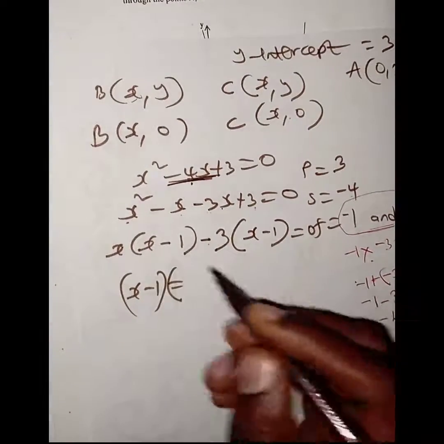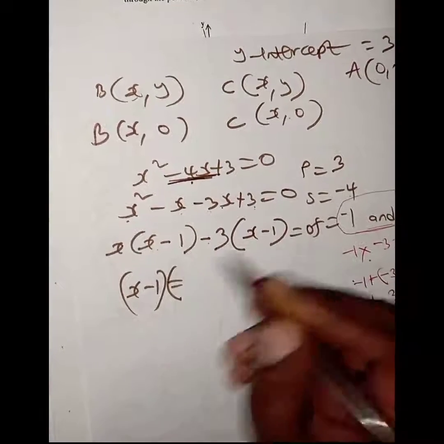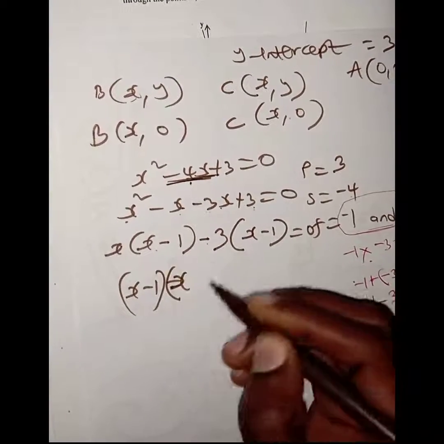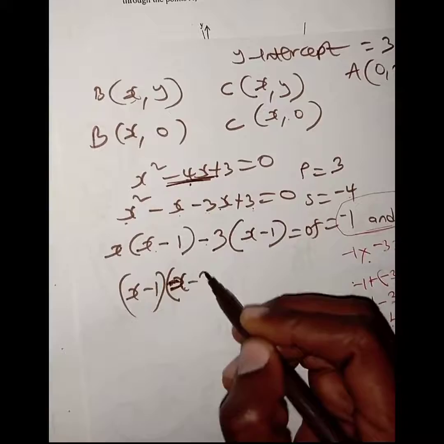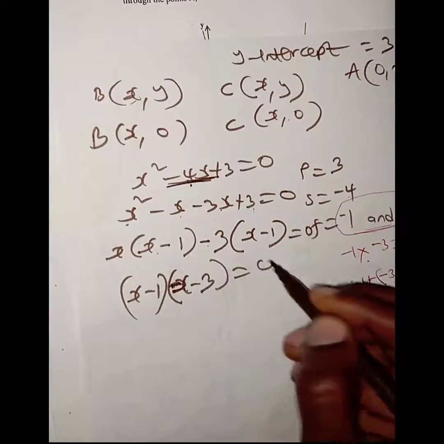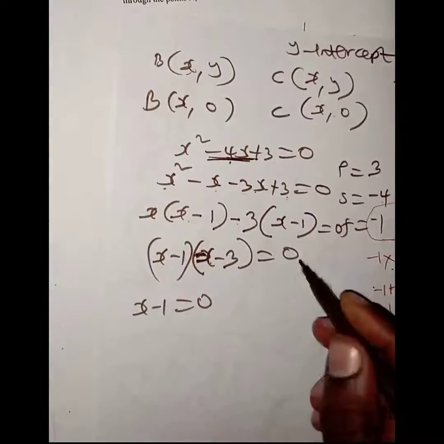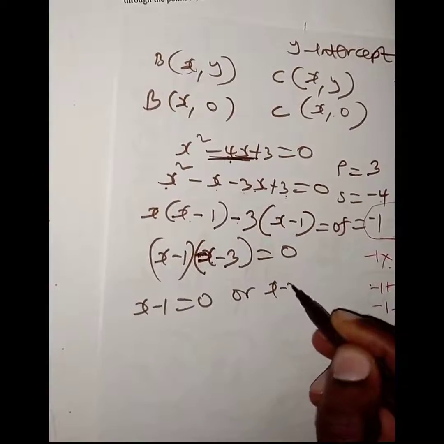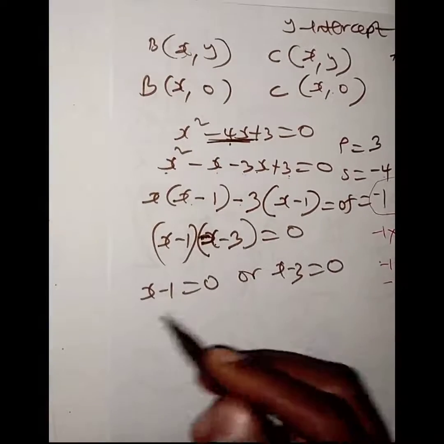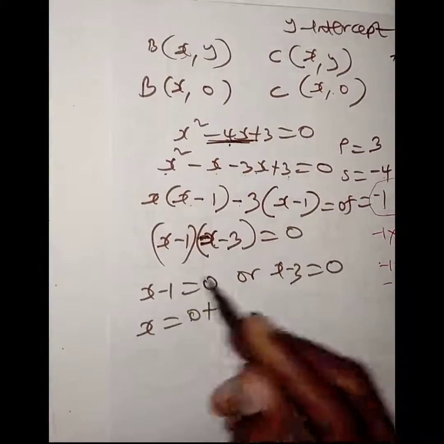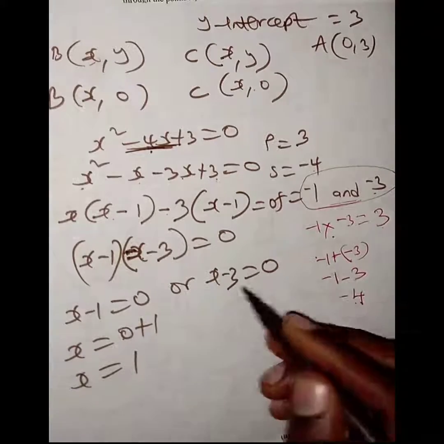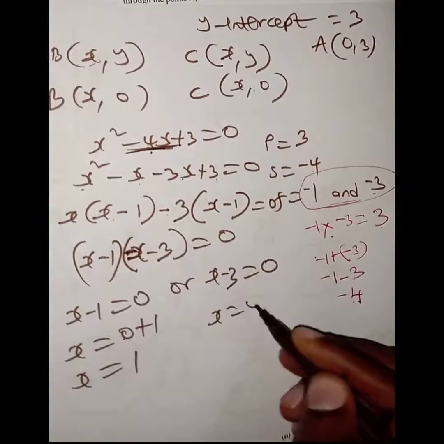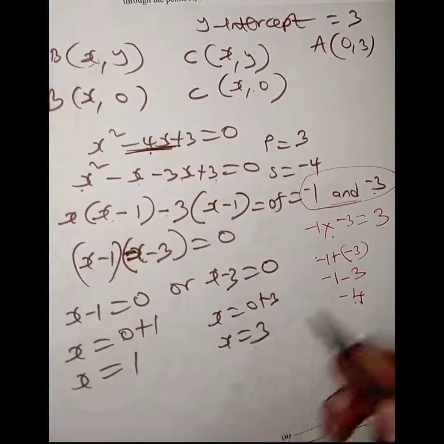So when you get x minus 1, you have x remaining here. Negative 3 will remain there. Then you equate to 0. X minus 1 is equal to 0, or this x minus 3 is also equal to 0. Negative 1 will cross, it will be 0 plus 1. The sign will change. So 0 plus 1, 1. X minus 3, this negative 3 will cross, it will be 0 plus 3. Then x will be 3.